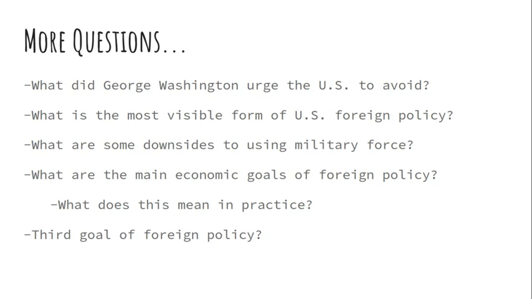It might not be the most useful. Maybe it is. So, what are some of the downsides to that? Looking at the third question.